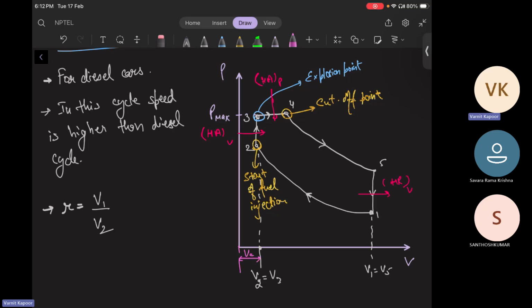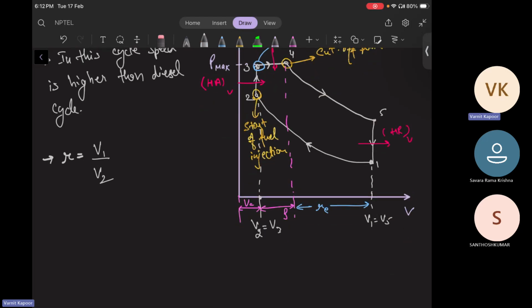Then again, we have the cutoff point. We know the cutoff ratio, which we earlier defined for the diesel cycle, that will be rho. The cutoff ratio. And expansion is happening from 4 to 5. The expansion ratio will be from this to this, or the swept volume is from, let me write.